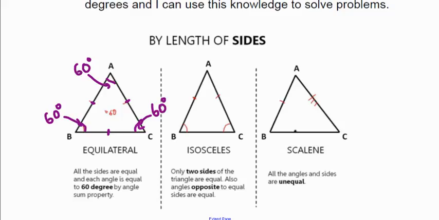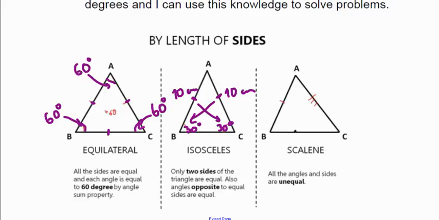Now the next one is isosceles. The unique thing about an isosceles triangle is that it has only 2 sides equal, this one and this one. So if it was 10 centimeters here, it would be 10 centimeters on the other side as well. When you have a situation like this, the angles opposite those sides, this angle and this angle, are also equal. So if this was maybe 30 degrees, then this one is also going to be 30 degrees. They have to be the same if the opposite 2 sides are the same. That is the second type of triangle.